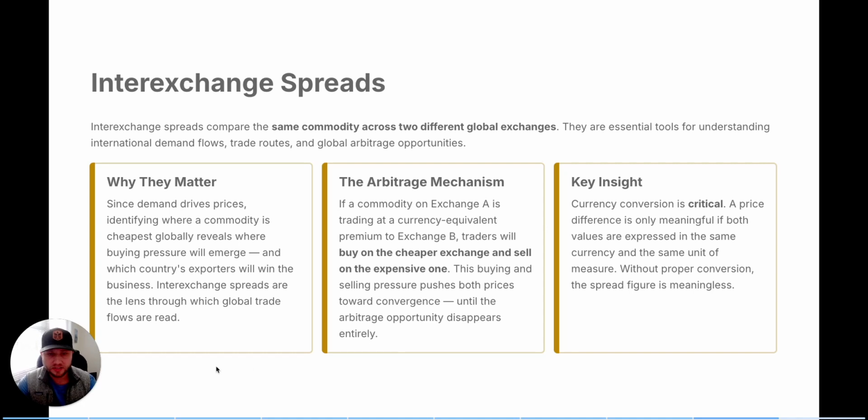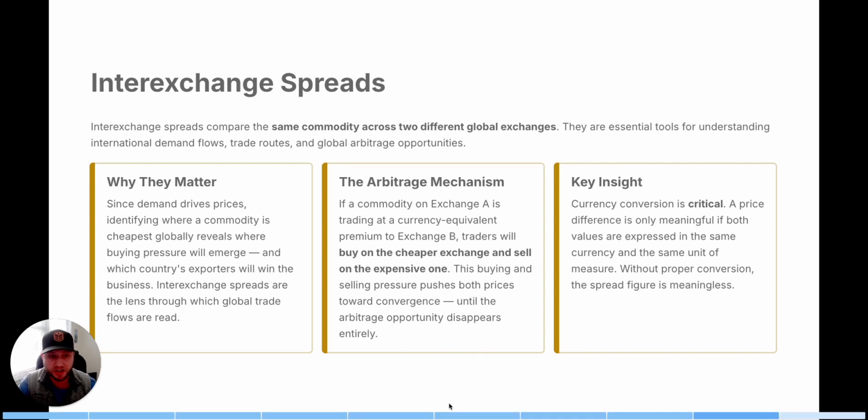So we want to be able to figure out how that global trade flow is happening at any time. That's why, if we look at, say, ICE canola against Euronext canola, it's going to let us know what the difference in prices is, and what kind of arbitrage can exist for international buyers and export slash import trade flows, right? So if a commodity on one exchange is trading at a currency-equivalent premium to exchange B, traders will want to buy the cheaper exchange and sell the expensive one, right?